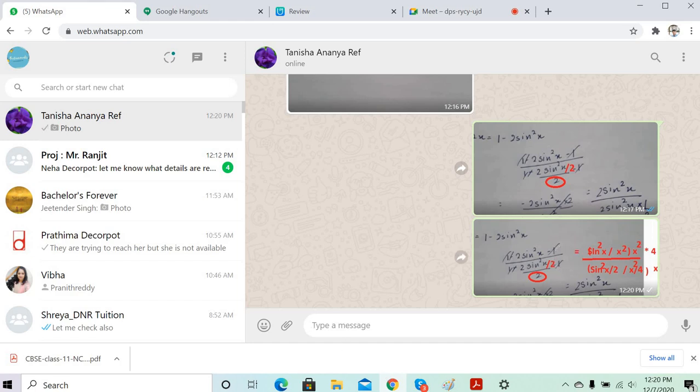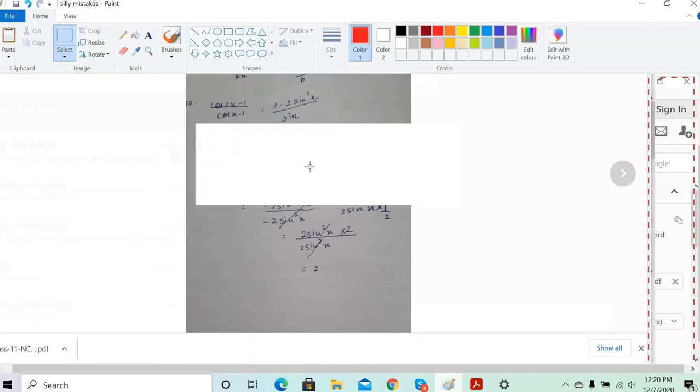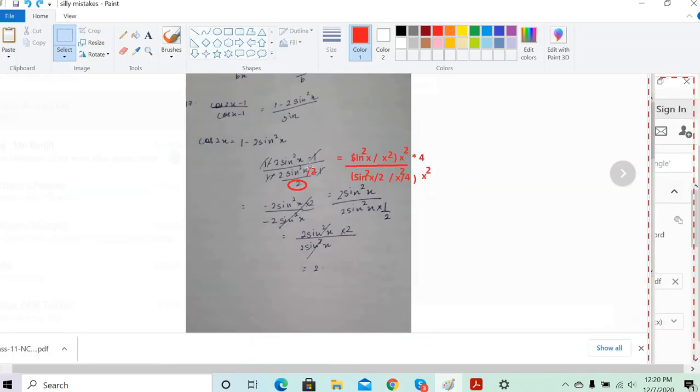So you want to get it in the form of sine square x by 2, isn't it? Sine square x by x square you want, because then only you can apply the limit on the numerator. Limit x tends to 0, then entire sine x by x whole square will become 1, right? And x square will get cancelled, so the denominator also will be sin x by 2 over x by 2, limit x tends to 0, that also will become 1, and the answer should come 4.